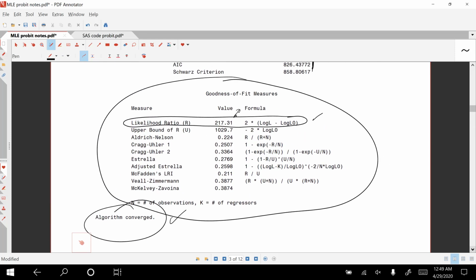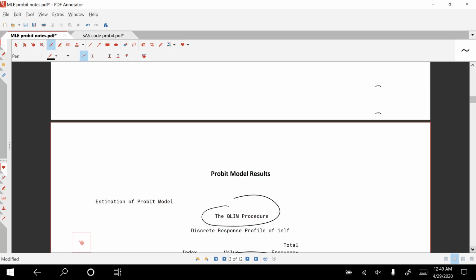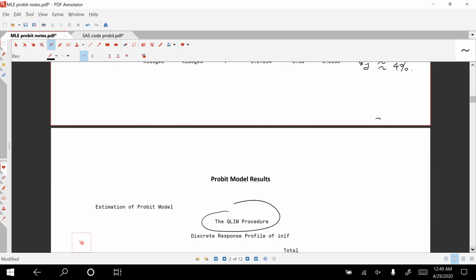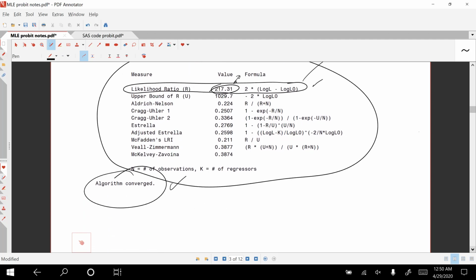So from the top of my head, you see that's the value that we have for the likelihood ratio test. And you can go to a chi-square table, let's say at 5% level of significance. So here we have 6 explanatory variables: 1, 2, 3, 4, 5, 6. So if you go and check 6, the critical value is 12.5.